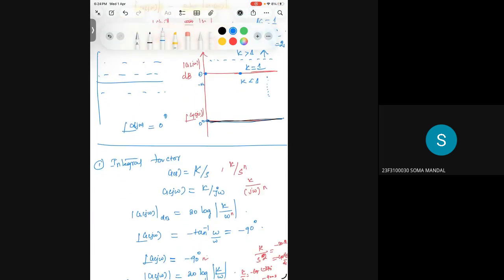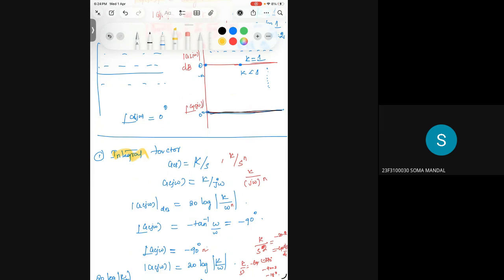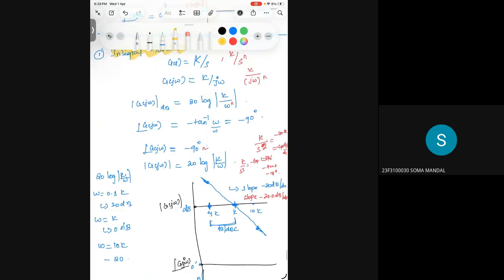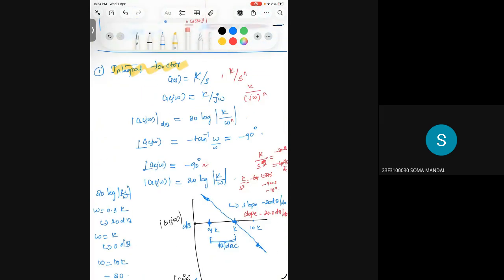Yes, ma'am. Clear. Fine. The next thing is we are going to see the integral factor. This is where it gets a little interesting. I will erase all the things that I explained and do it again now. The same magnitude plot.